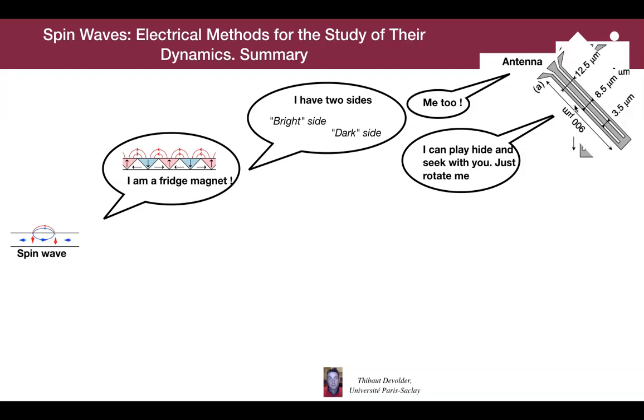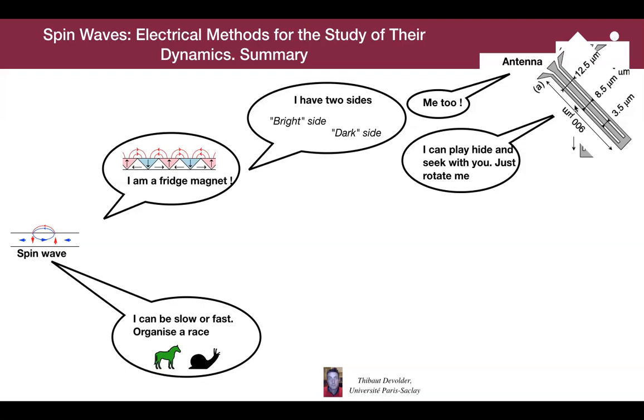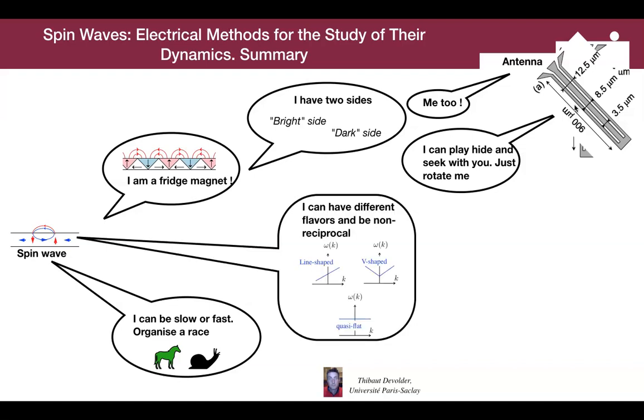Another message that I want you to remember is that when you excite spin waves in your system, the spin waves can be slow or fast. And if you want to selectively study the slow or the fast spin waves, you just organize a race by looking at your signal in time domain, time gating your signal, and coming back to the frequency domain.